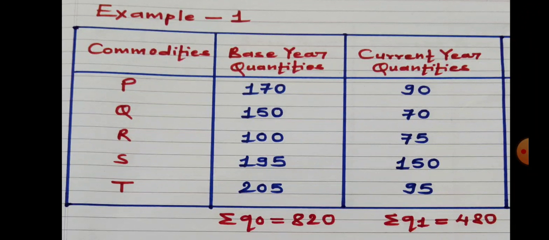What is our first step? We have to find out sigma Q0, which means the summation of all quantities in the base year. So 170 plus 150 plus 100 plus 195 plus 205, finally we get 820. Sigma Q0 is equal to 820. After that we have to find out sigma Q1, the summation of all quantities in the current year. So 90 plus 70 plus 75 plus 150 plus 95 is equal to 480. So sigma Q1 is equal to 480.